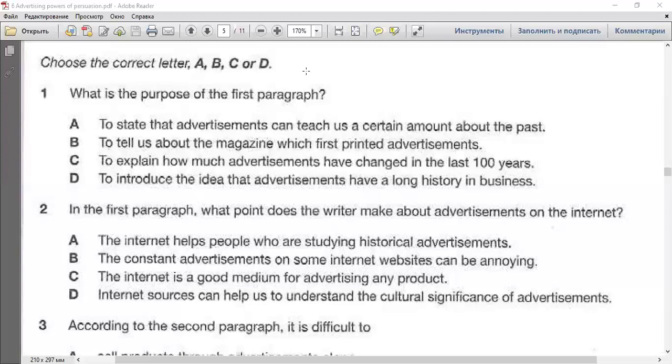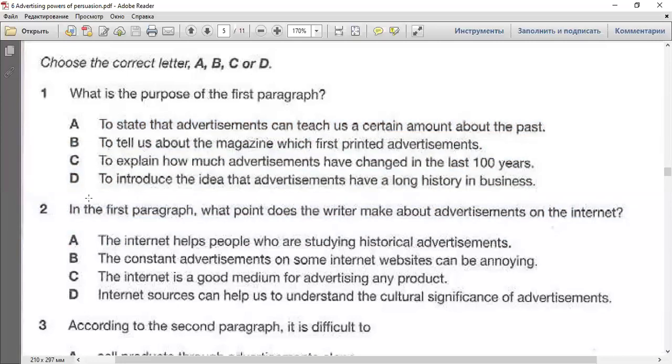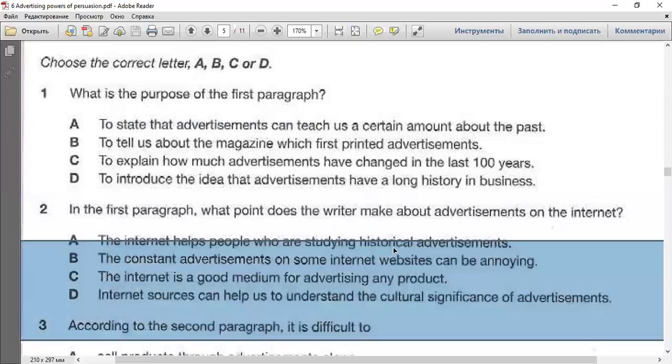Okay, so please write your answers in the chat box. Number 1, what is the purpose of the first paragraph? So the purpose of the first paragraph, that's to state that advertisements can teach us a certain amount about the past. Okay, so number 1, that's A. Then number 2, in the first paragraph, what point does the writer make about advertisements on the internet? This is also A, number 2A. The internet helps people who are studying historical advertisements.